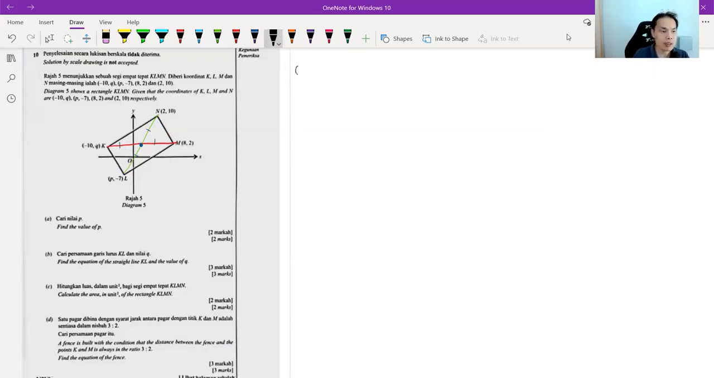So here I'm going to use midpoint. Midpoint of KM equals midpoint of LN. Okay, so now for KM, we have minus 10 plus 8 over 2, and this is Q plus 2 over 2. And for LN, we use P plus 2 over 2, minus 7 plus 10 over 2.